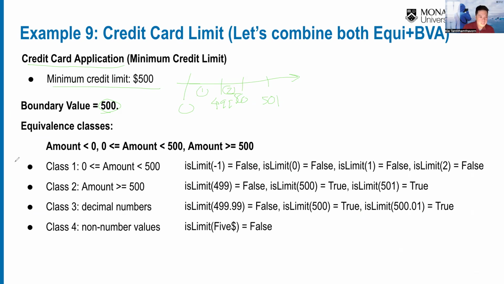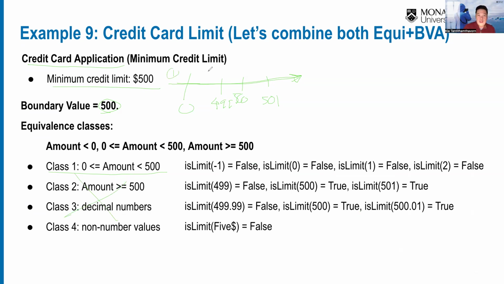Anyway, we don't need to write down the classes, but let's do the mapping. Let's say class one is if the amount is between 0 and 500, that means what you really want to test. Let me repeat again. So you have the range here, the domain input, which is the credit limit amount, and then you partition.